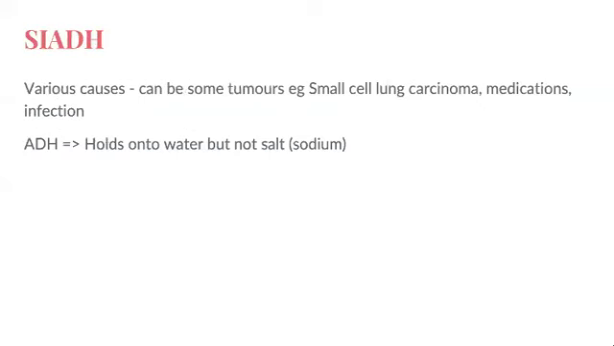In SIADH, essentially it's a syndrome of inappropriate antidiuretic hormone. It can be associated with some tumors, such as small cell lung carcinoma, medications, and infection. Essentially what happens is that the ADH will cause the body to hold on to water but not salt. So if the body is holding on to water but peeing out sodium, the sodium content in the urine will be high and the sodium content in the blood will be low.